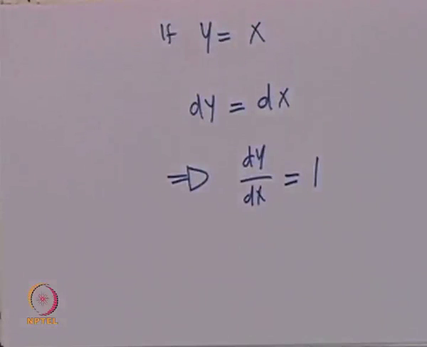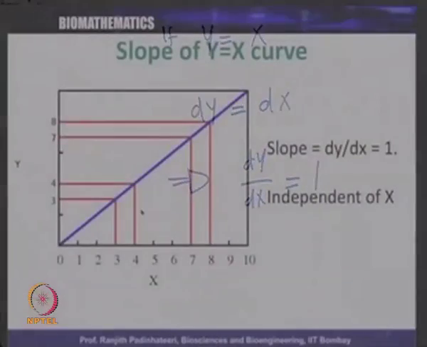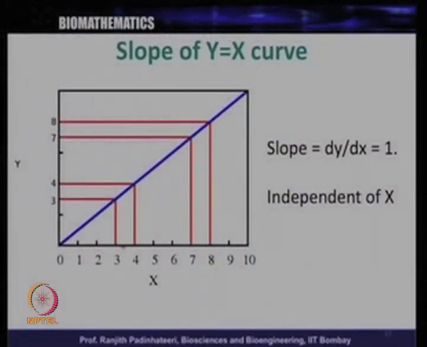This is simple plotting, just plot it and see. There is nothing more than plotting here. Just plot and look at this interval dx and look at this interval dy. This is 3 and 4, this is also 3 and 4. So, this interval is 1, this interval is 1. So, dy by dx is just 1.